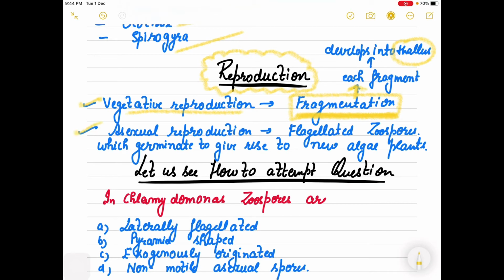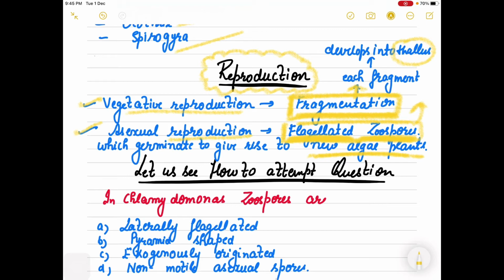Green algae reproduce through asexual reproduction, which is through flagellated zoospores. If you remember, in fungi we also said that zoospores are the motile spores. That is why we have written the word flagellated, with flagella, and they germinate and give rise to new algal plants. So vegetative reproduction is through fragmentation, and asexual reproduction occurs through flagellated zoospores. But that is just in simple terms for you.